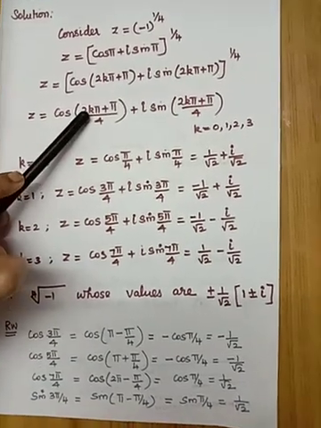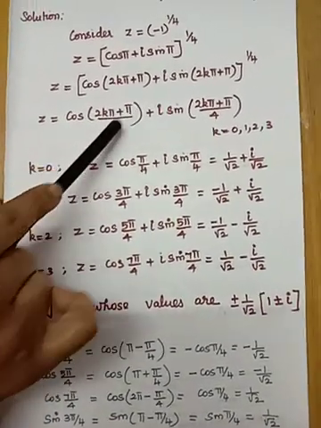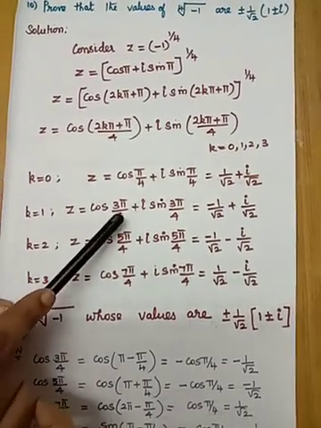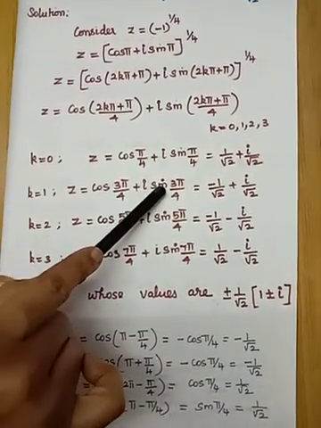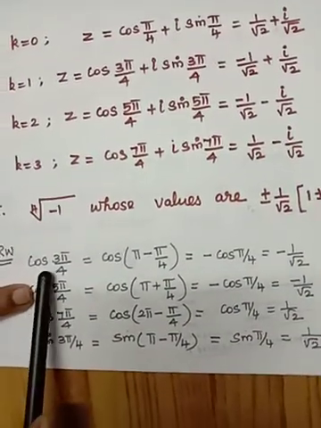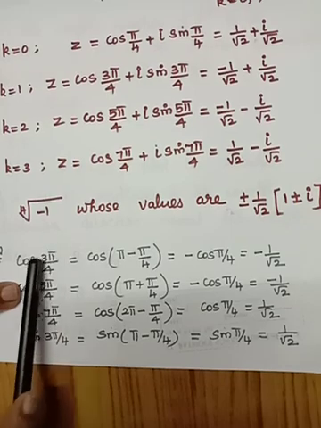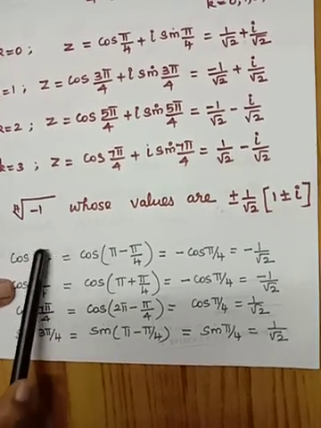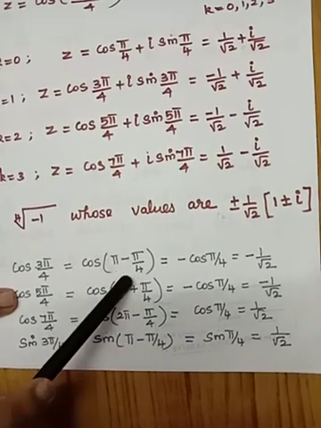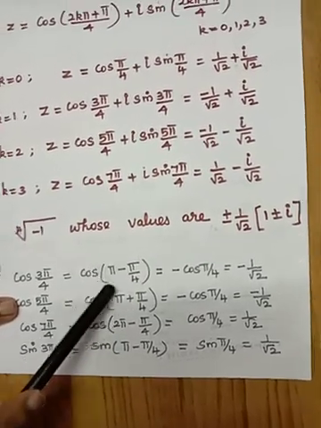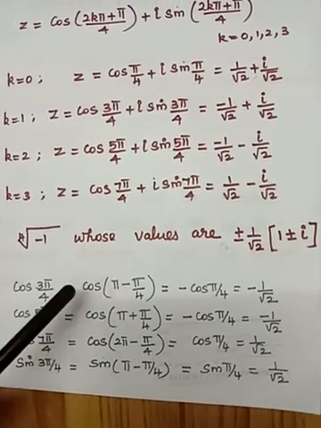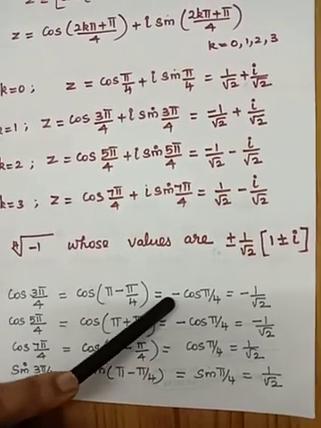If you substitute 1 here, it is 2 pi plus pi by 4, that is 3 pi by 4. Okay, so look at this, cos 3 pi by 4 plus i sin 3 pi by 4. You see the rough work? Cos 3 pi by 4. 3 pi by 4 is 135 degrees. So how have I written it? It is 180 degrees minus 45 degrees. It lies in which quadrant? Second quadrant. In the second quadrant, cos is negative.